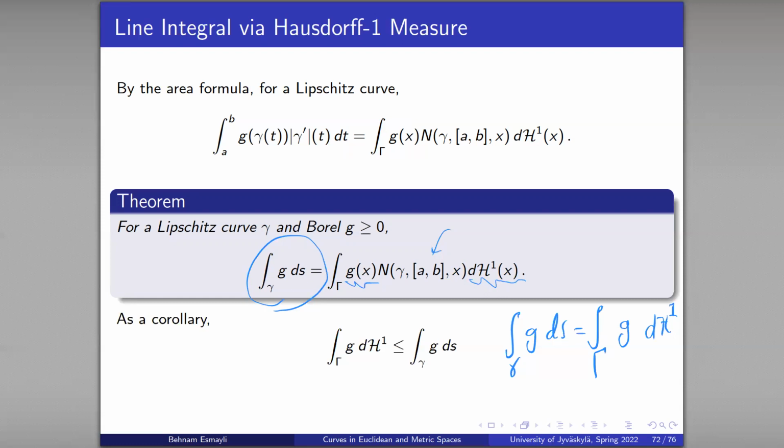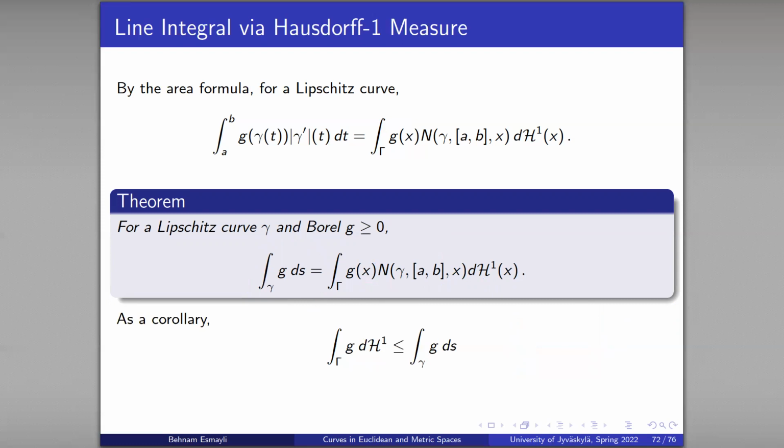So if you drop this multiplicity, so this was the injective case, if you drop the multiplicity function here, you get a smaller integral because G is non-negative, so you go smaller. Therefore, if you integrate G without N, so G times 1 instead of G times multiplicity, you get a smaller quantity.